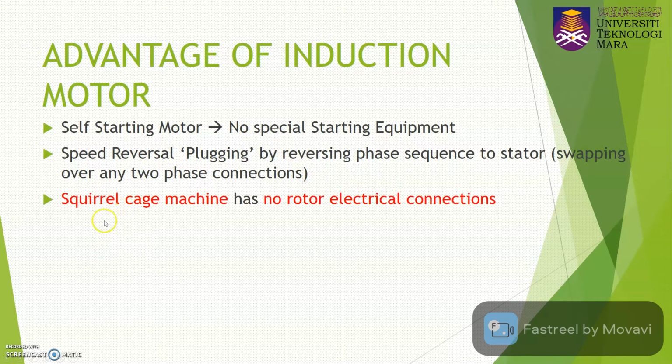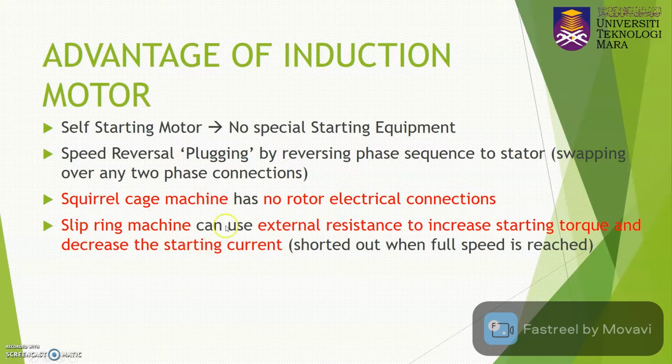In the previous slide, the machine has two types: the squirrel cage machine and the wound rotor machine. For the squirrel cage machine, the advantage is that it has no rotor electrical connections, so you don't need any electrical connection to the rotor. For the slip ring machine, you can use external resistance to increase the starting torque and decrease the starting current, meaning you can control the speed of the machine. Once the speed reaches full speed, the slip ring machine will be shorted out.